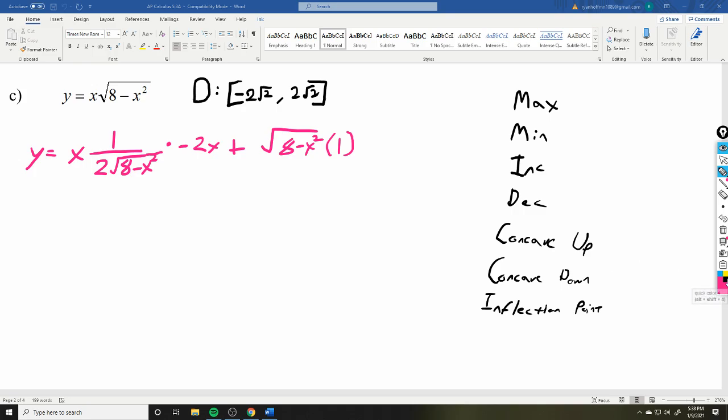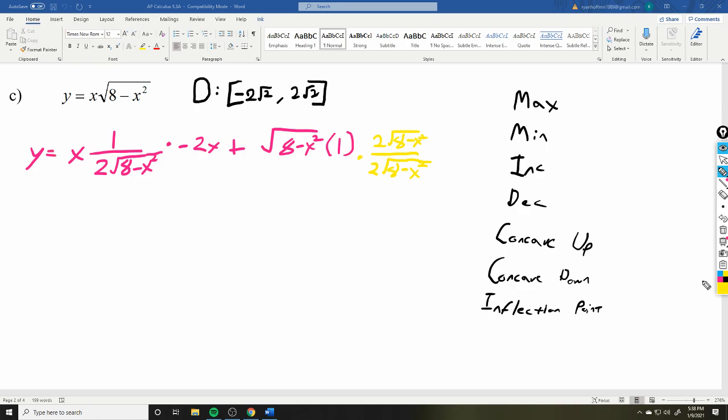And so now here comes the tricky part. Because in order to figure out where this is 0, it's going to be much easier to get a common denominator here. So in order to get a common denominator, I'm actually going to have it match the thing on the bottom here. So on this piece, I'm going to multiply top and bottom by what's on the bottom here. So that I get a common denominator: square root of 8 minus x squared.